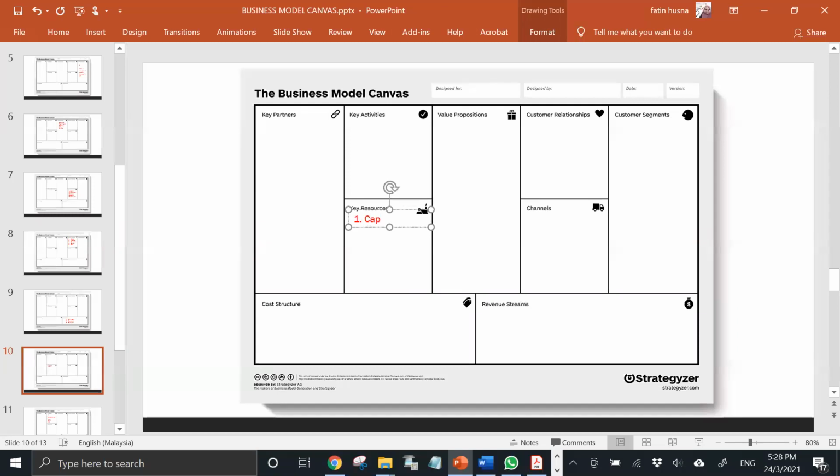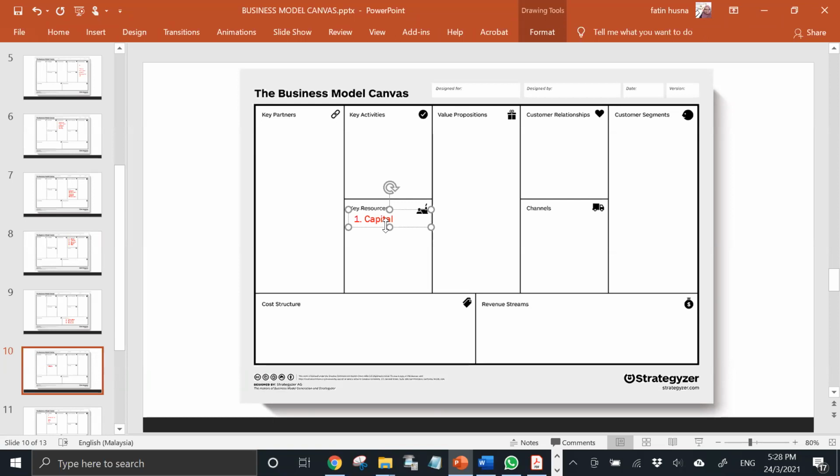If you are having capital, for example, if your group members are giving their money to be the capital. If you don't have capital, then you just delete it. For example, you are doing drop shipping. All of you become drop shippers. You don't have any capital, so don't put capital there. Put anything else.